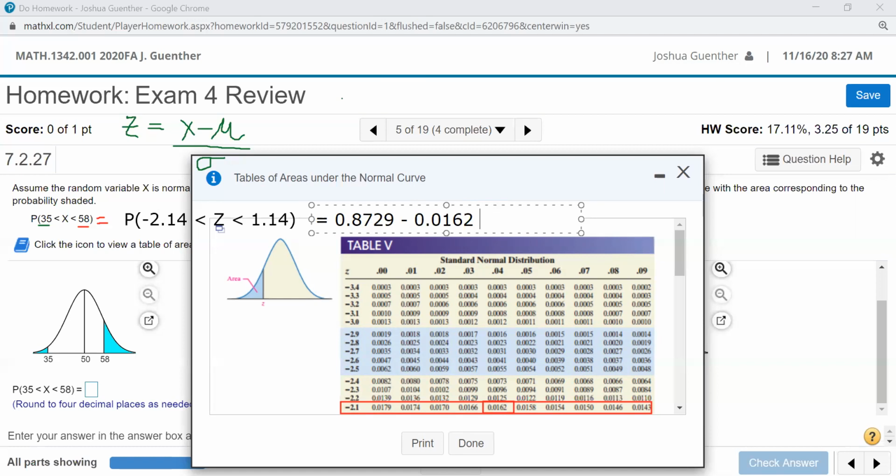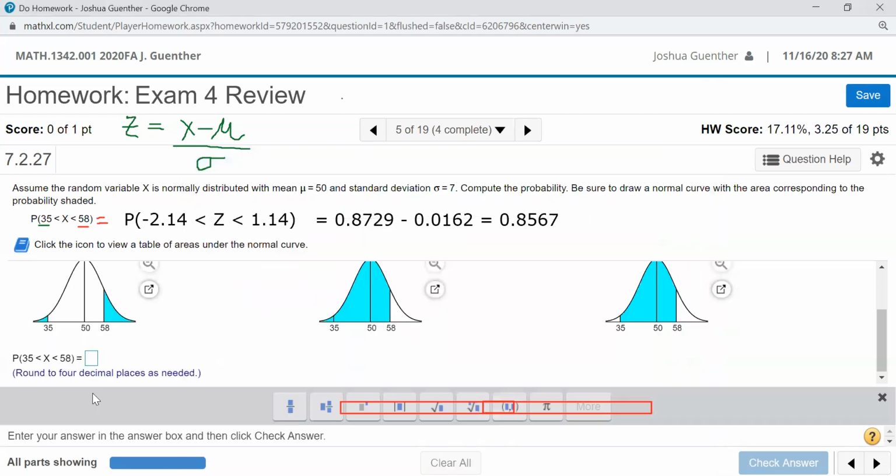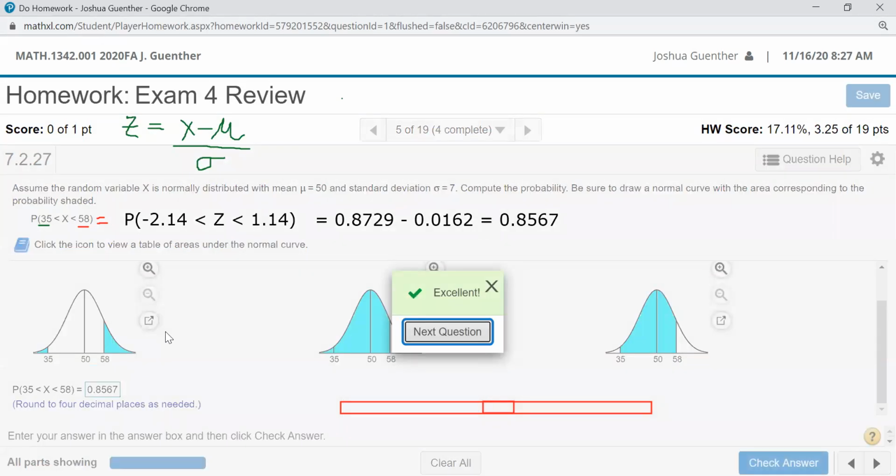And so now you can do the subtraction. Of course, you can use your calculator. You can hear my calculator clicking. 0.8567. And that'll be our answer here. Very good.